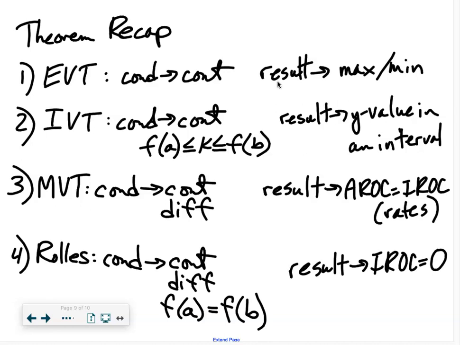So that's my theorem recap. Those are the only theorems that you are responsible for being able to write the conditions and write the conclusion. You will learn other theorems, but these are the ones. These are the biggies. These are the Mac Daddies.